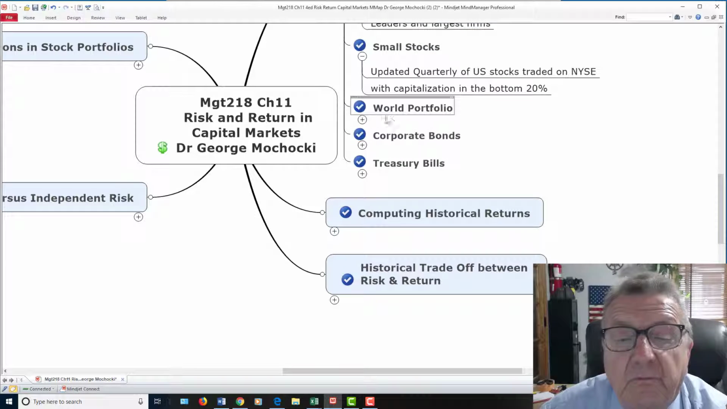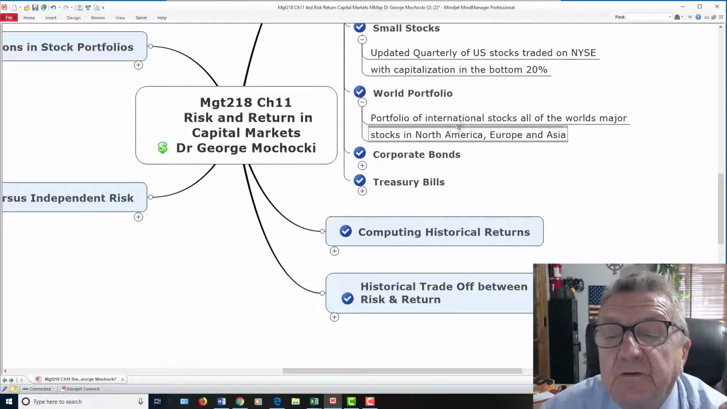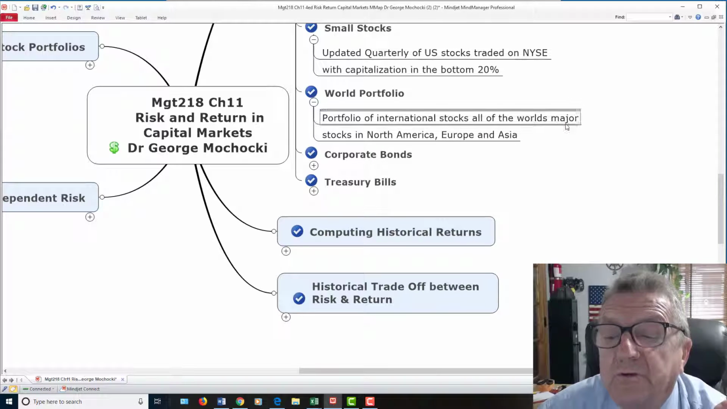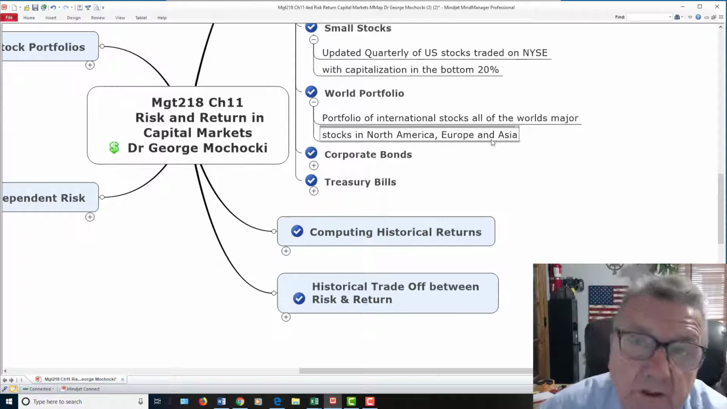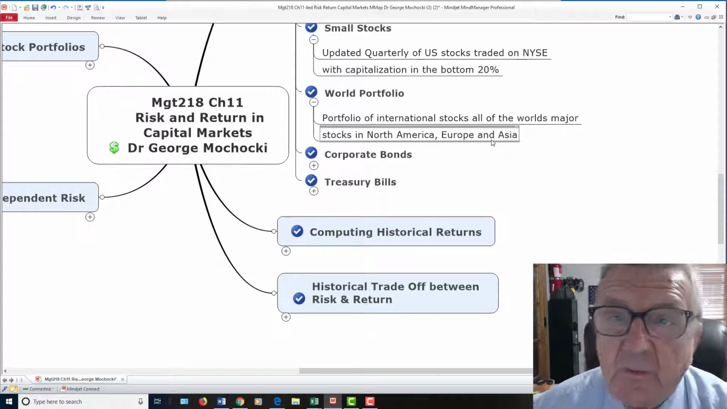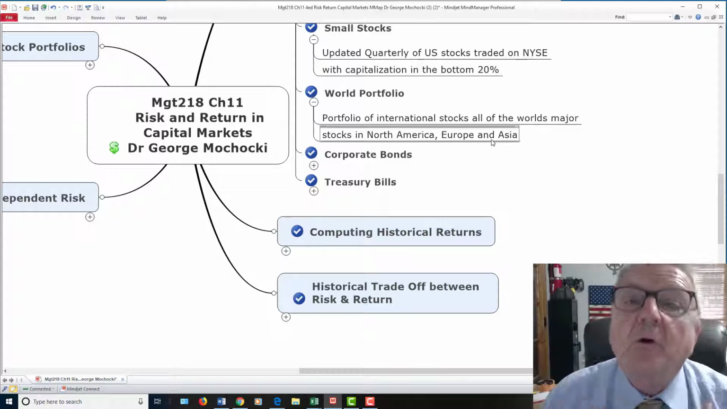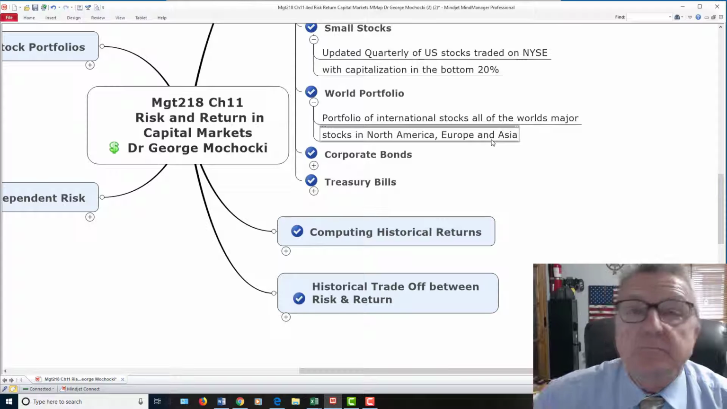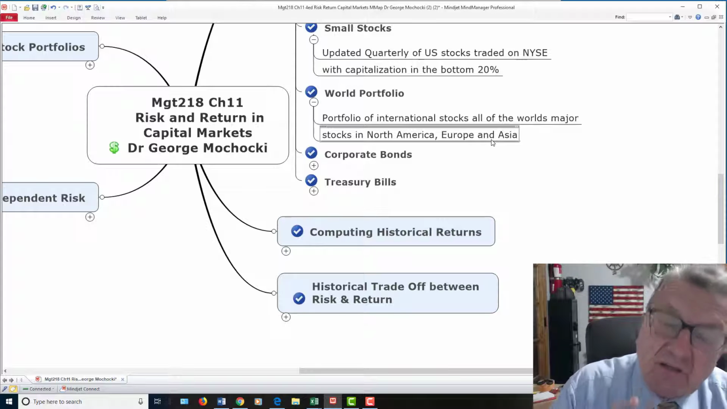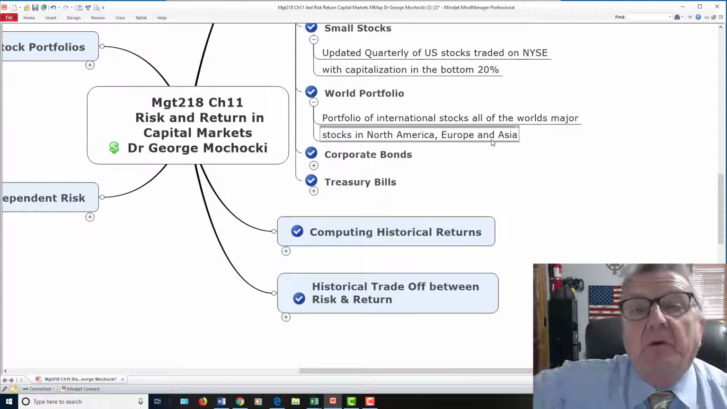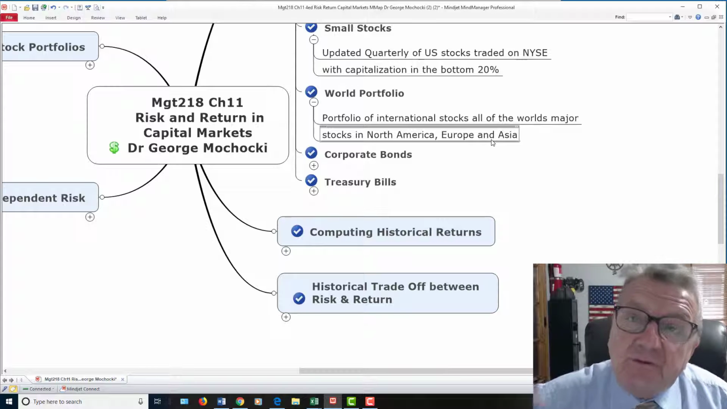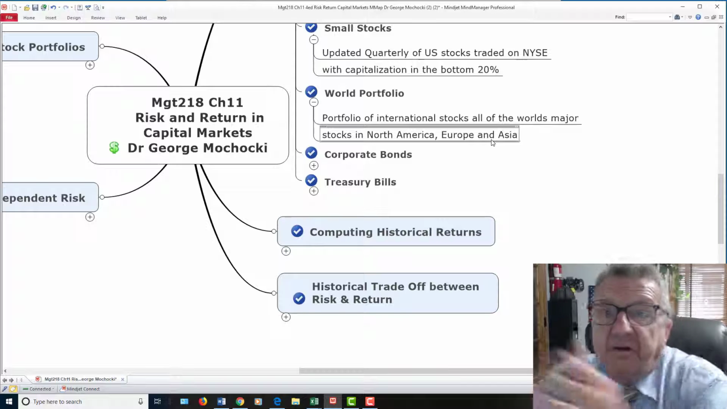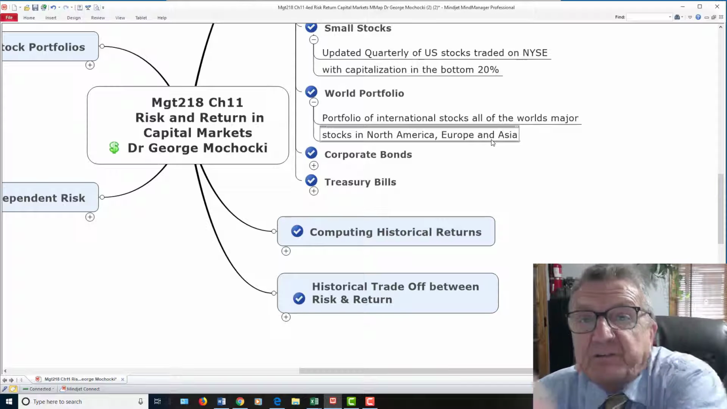Okay, the world portfolio. Now, this one here is a portfolio of international stocks of all the world's major stocks in North America, Europe, and Asia. That's another indicator. Remember, we're in a global economy. I'm not saying we're globalists, but we're in an international thing. We operate globally. We may still be nationalized in the United States, think about our country, but we look at what other countries are doing, and that could have an effect on us. If in our country we're not getting a good return on our investment, I invest in the European Union. I invest in China.